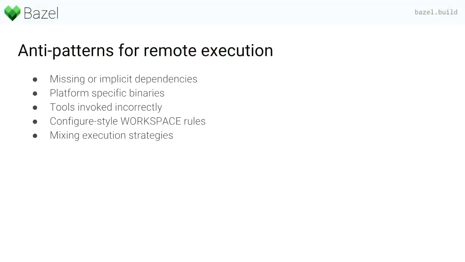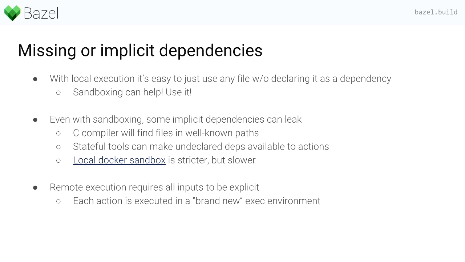So this is just a list of these issues that I showed you a couple of slides ago. We call them anti-patterns. And we're going to go through each one of these in the upcoming slides. So the first one is missing on implicit dependencies.